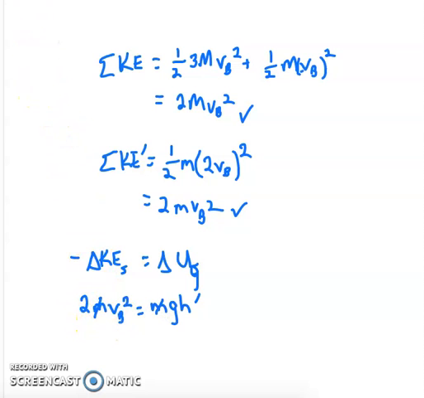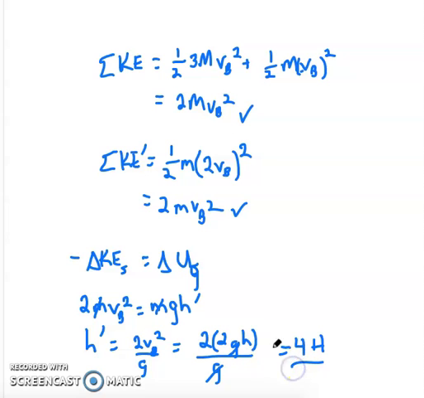Okay, m's cancel out. So we see h prime equals 2VB squared all over g, and then we have to substitute in what we found in part A. How fast is VB? So if we go back to part A, we have radical 2g times the original h, the square root of that. If we square it, we get 2gh all over g. G's cancel out, and we get 4 times the original height, and that's what I said to expect when we have that situation. Okay, so let's move on to the next problem.